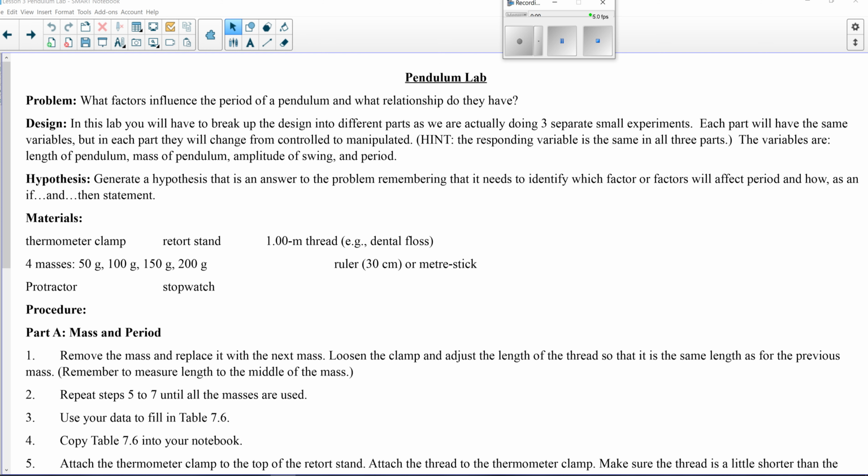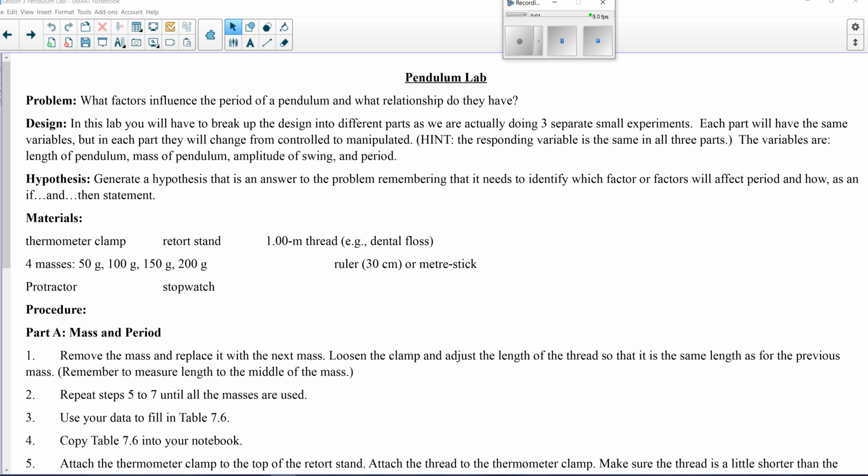So what we're going to test instead are length, mass, and amplitude. All right? We're going to see if any of those affect the period of the pendulum and how they affect it. All right? So this lab is actually going to have 3 parts, because we're going to have one part where length is our manipulated variable, one part where amplitude is our manipulated variable, and one part where mass is going to be our manipulated variable. So we're actually doing 3 mini labs. Okay? So when we're doing our design, we have to break it up a little bit.